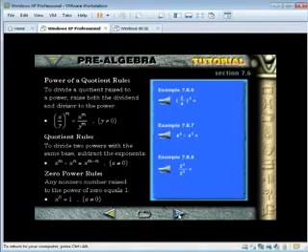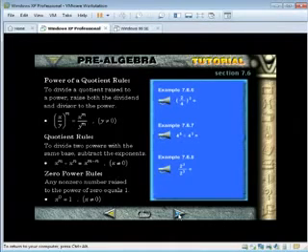Quotient rule. To divide two powers with the same base, subtract the exponents. x^m divided by x^n equals x^(m minus n), where x is not equal to 0.